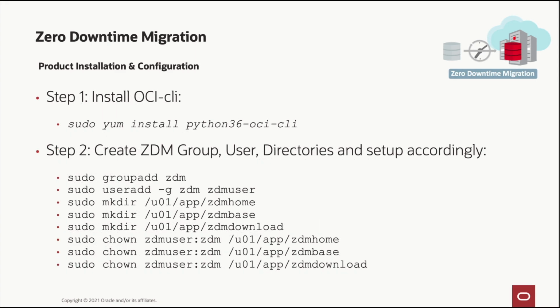With all the requirements present, the first step is to install the Oracle Cloud Infrastructure Command Line Interface, or OCI CLI. And you can do this, as you can see here, with sudo yum install and then the package name. Then the second step is to create the ZDM group, ZDM user, and the directories that are required. So here we explain how to add that, how to specifically create the directories, etc., and also how to set up the permissions. You can of course also check this information in our documentation and step-by-step guides.